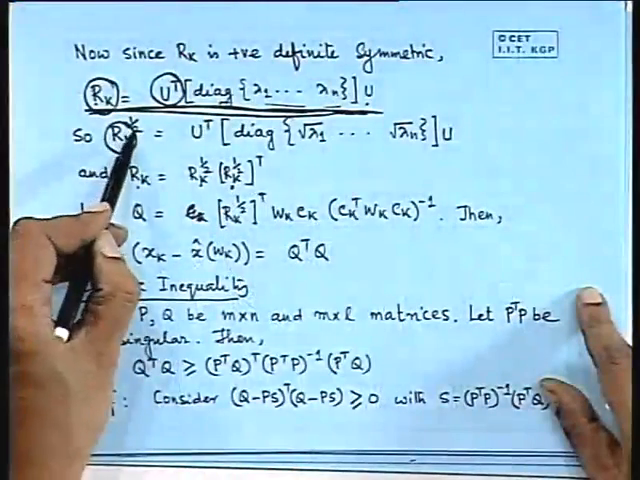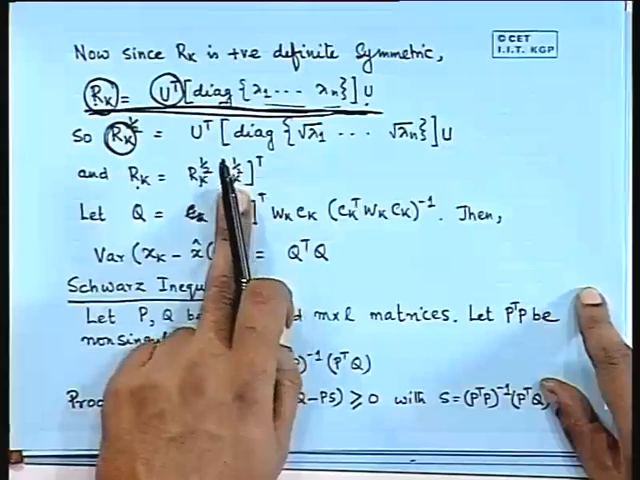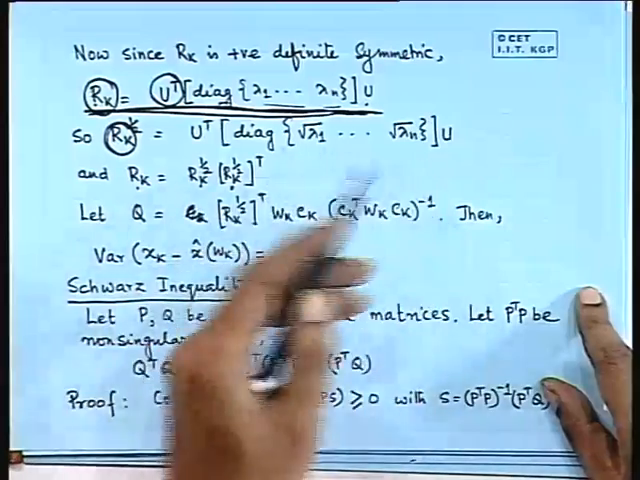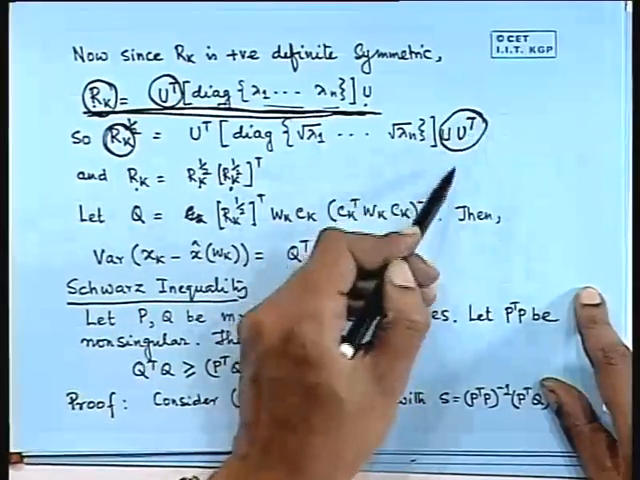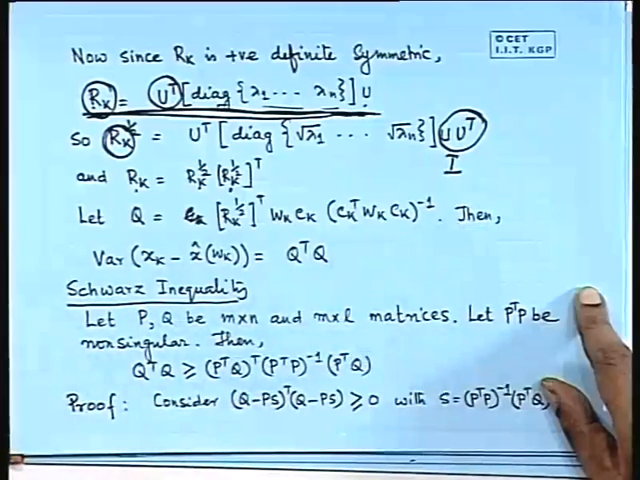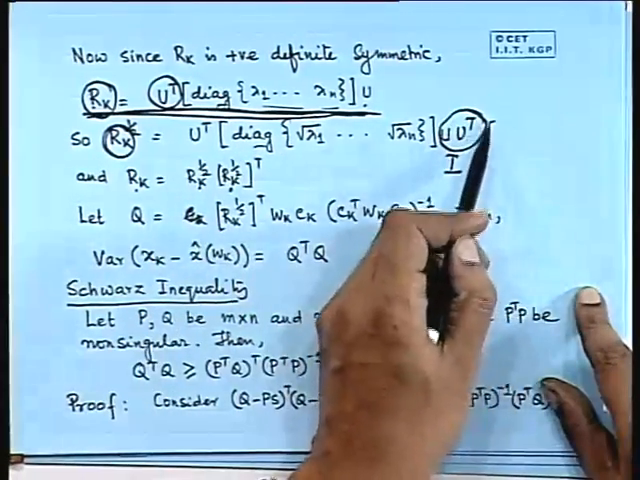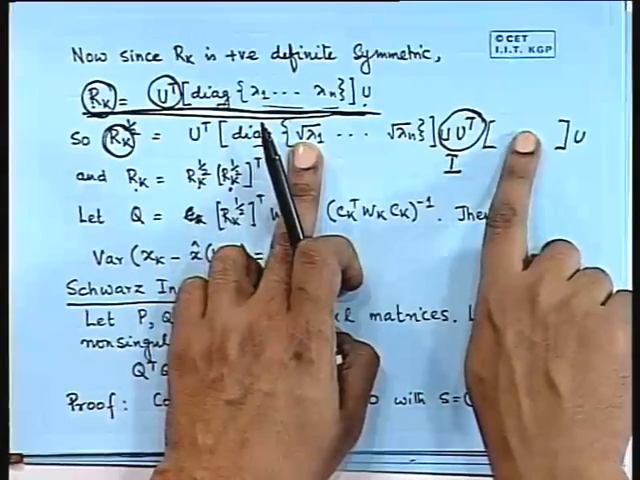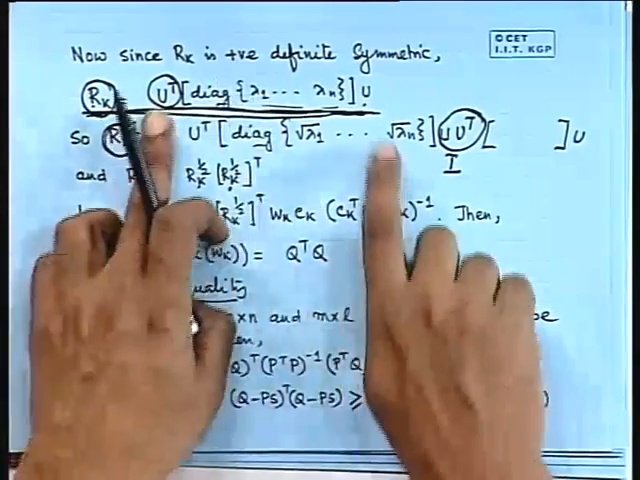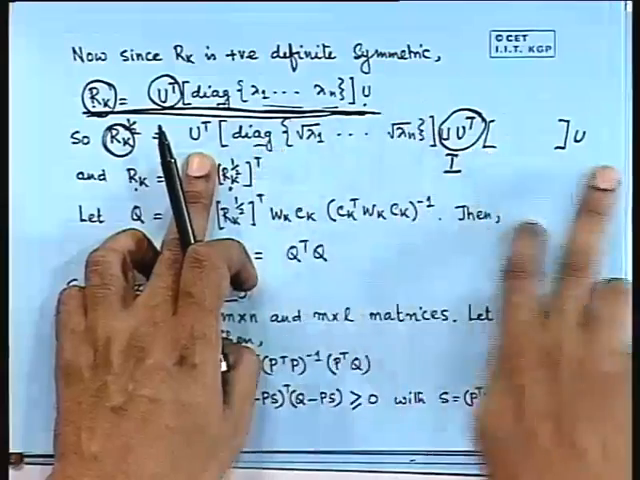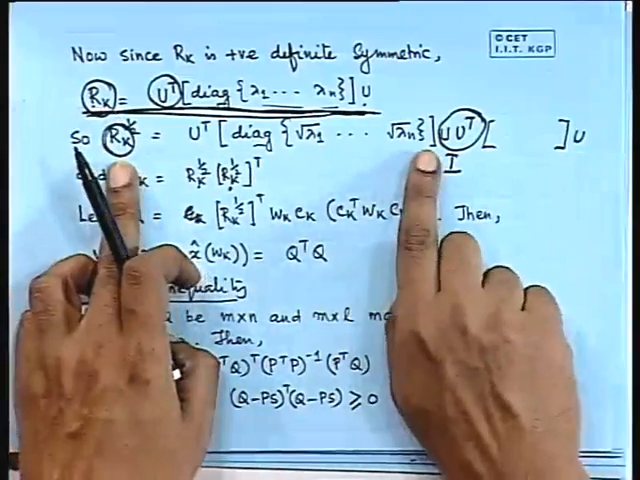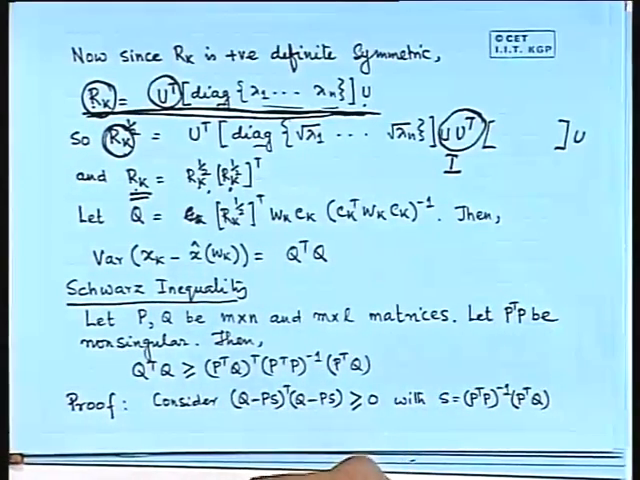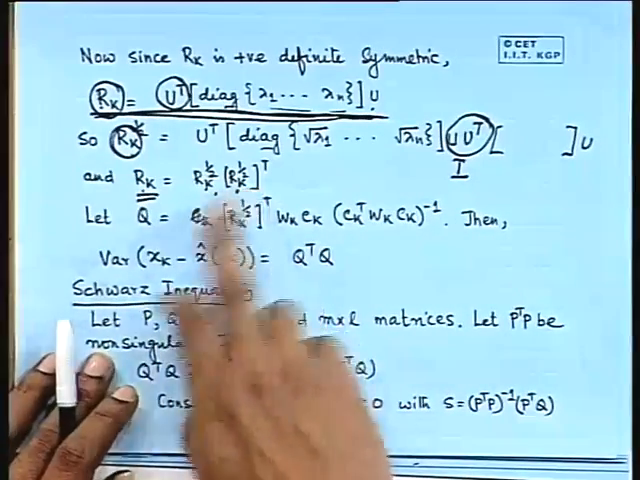So I want to find out what this is. You multiply this by this transpose, and you will get U transpose here. Now U transpose U is I, so this becomes I. Then next you will get diagonal root lambda 1, next you will get U. Diagonal root lambda 1 into diagonal root lambda 1 gives diagonal lambda 1. So you will get U transpose, diagonal lambda 1, U, which is RK. So this is such a matrix that this into this transpose gives you RK. So it is always possible to express RK like this.